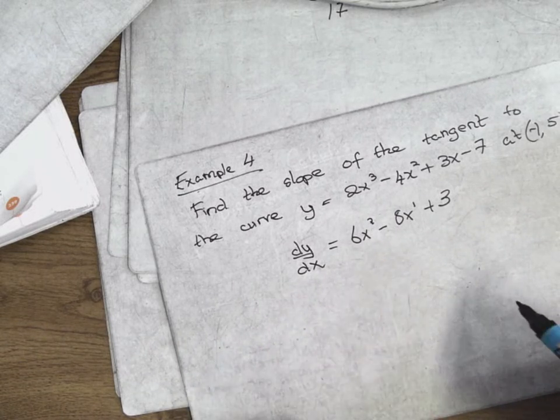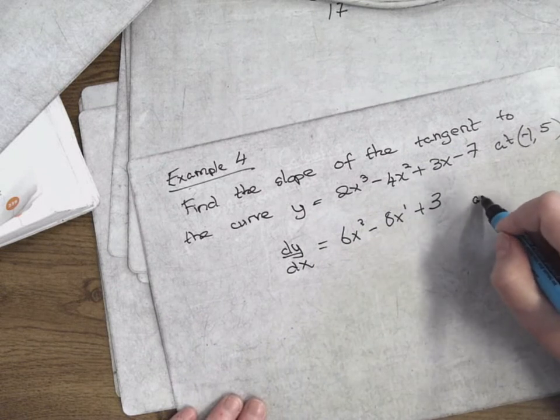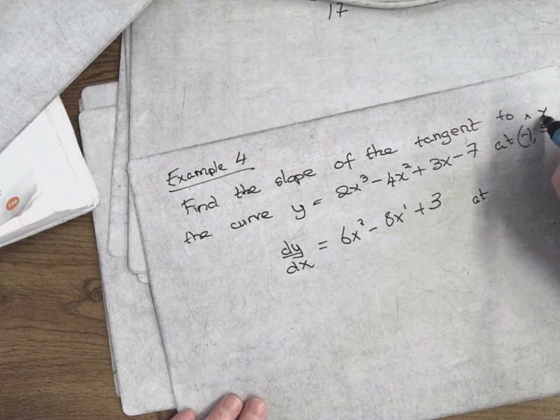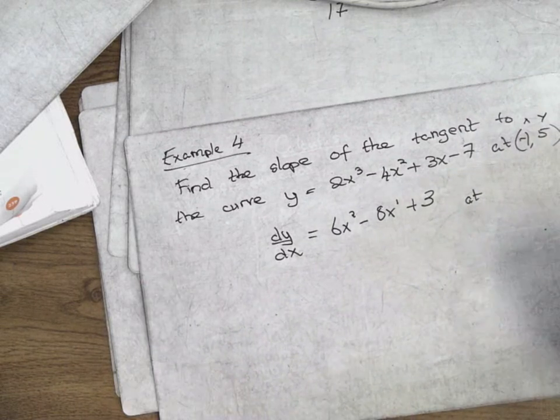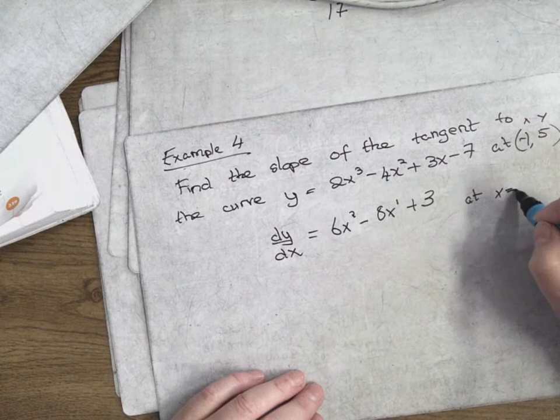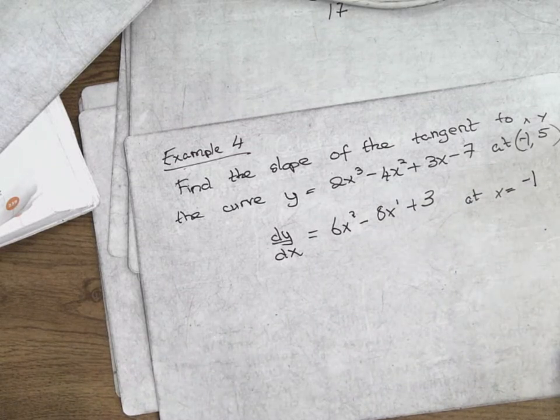Okay, so then it's at the point minus 1, 5. But you don't care about the 5. From the point minus 1, 5, all you need to know is x is equal to minus 1. The 5 is extra information put there to confuse you. So don't be confused.